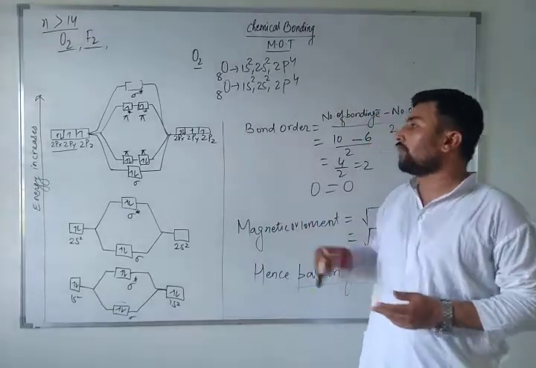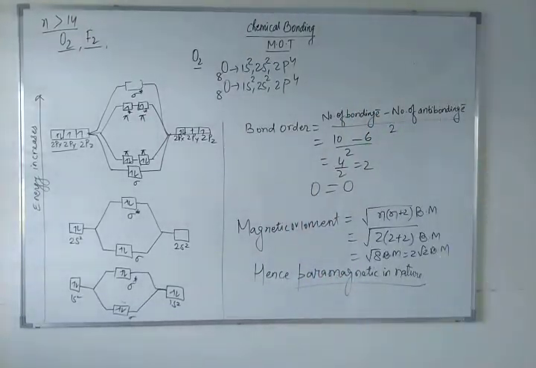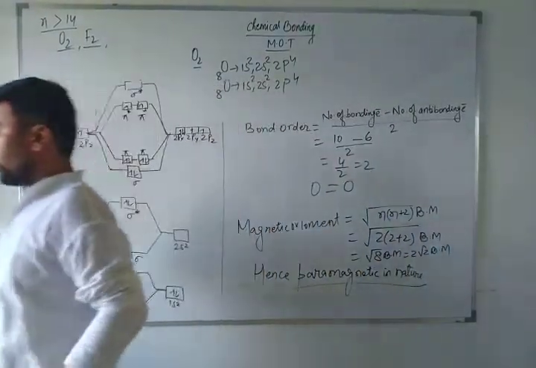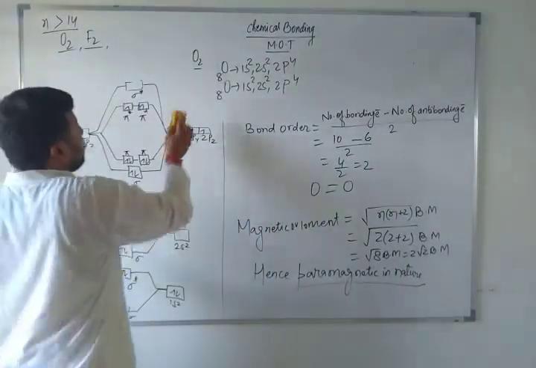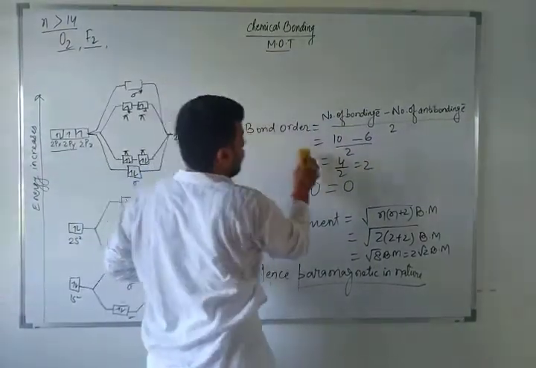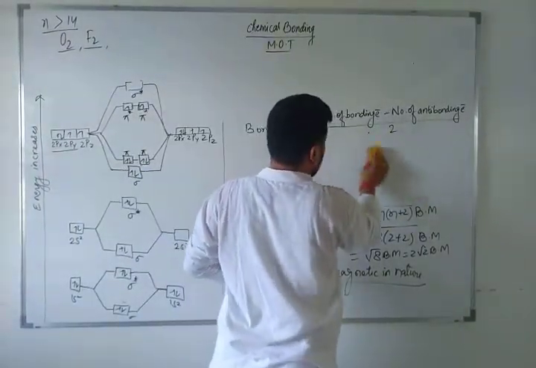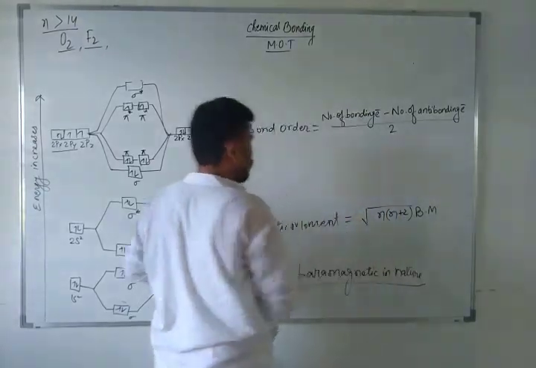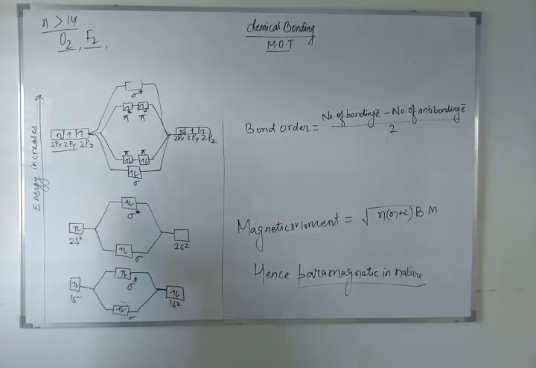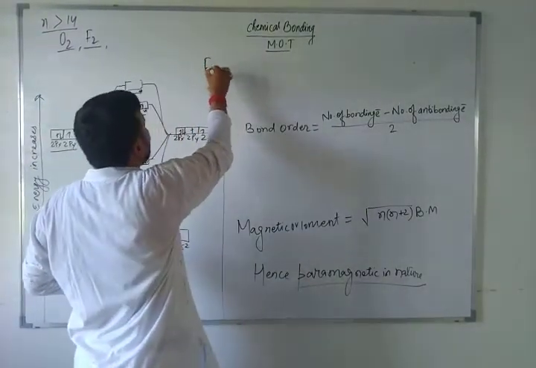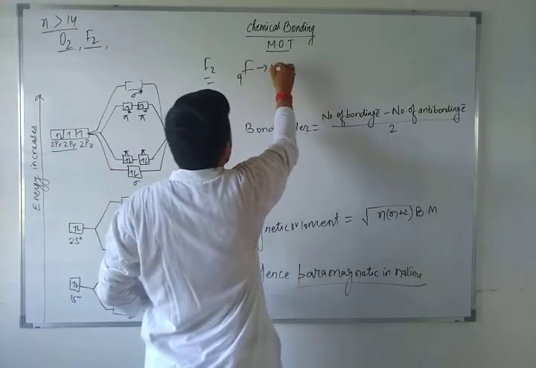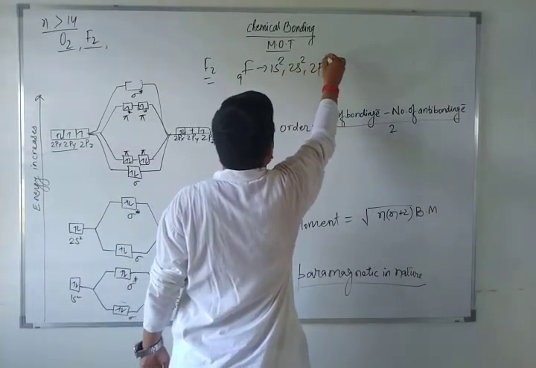So just take a click. After that we'll discuss fluorine. Now let's talk about fluorine. Fluorine means F2, fluorine atomic number 9, 1s2, 2s2, 2p5.